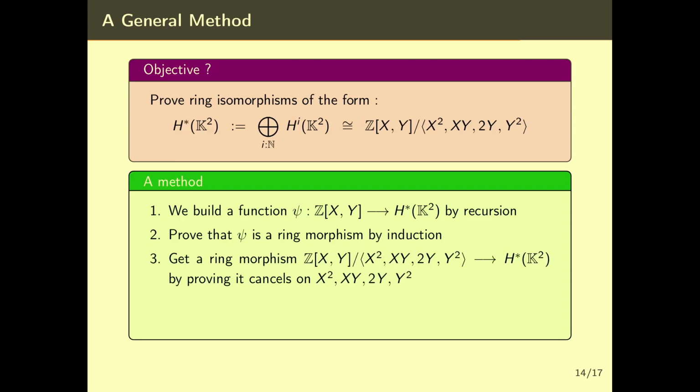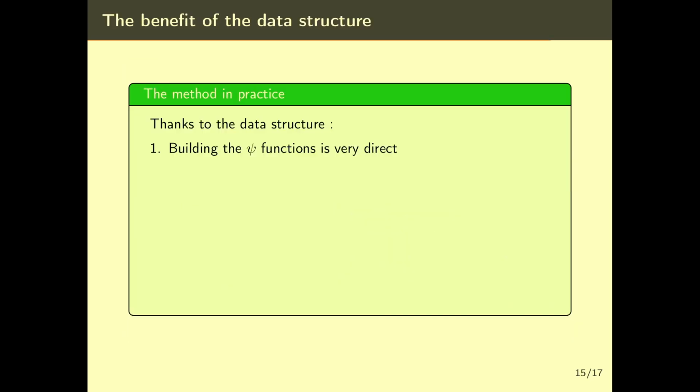To get a ring morphism on the quotient, something nice is that you can just prove it cancels on the generators, and you're going to get a ring morphism on the quotient. And then building an inverse, you can just do this by recursion, and you're going to be able to prove it's a left and right inverse, again by recursion. So what's the input of the data structure here?